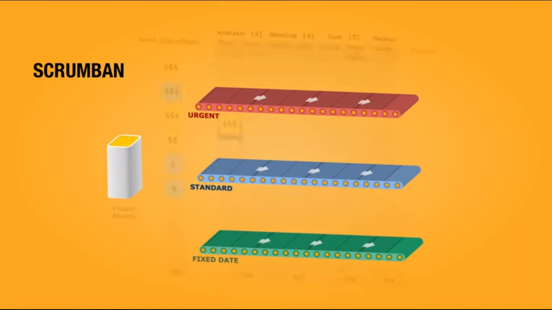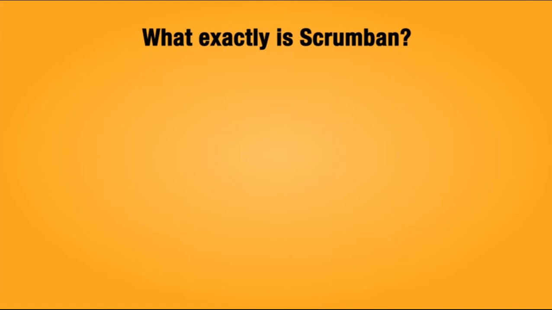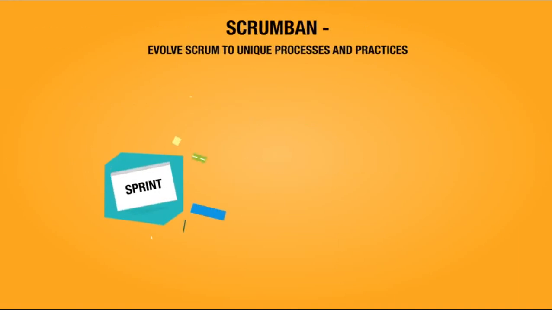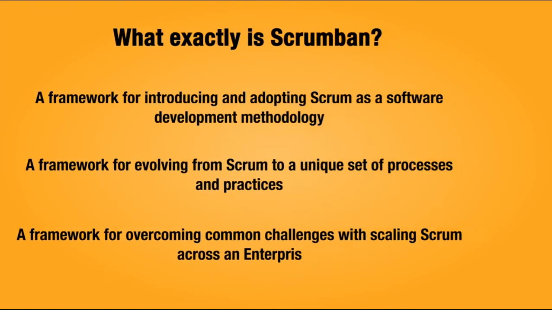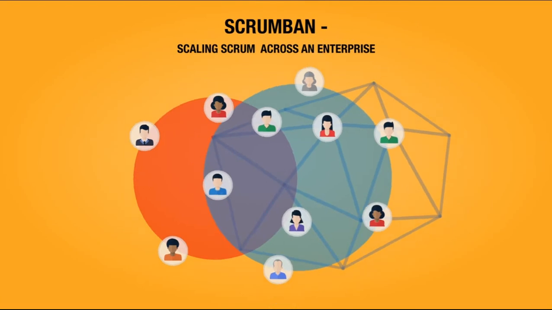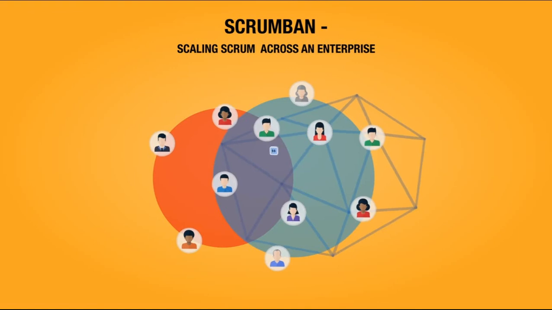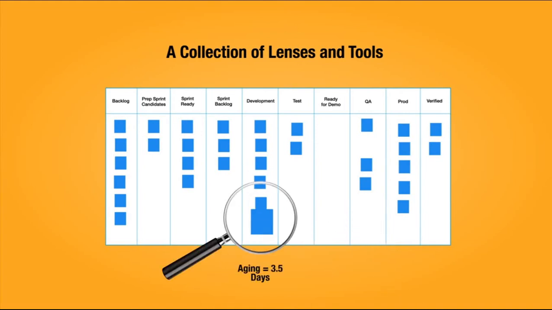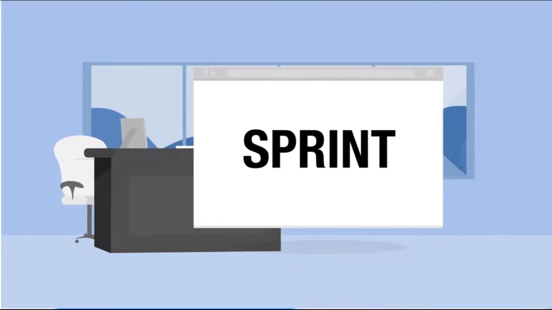ScrumBan is an alternative path to getting the benefits teams and organizations hope to achieve from Scrum. What exactly is ScrumBan? Basically, it's a framework for introducing and adopting Scrum as a software development methodology, a framework for evolving from Scrum to a unique set of processes and practices, a framework for overcoming common challenges with scaling Scrum across an enterprise. Fundamentally, ScrumBan is a management framework that emerges when teams employ Scrum as their chosen way of working, use the Kanban method as a lens through which to view and better understand their way of working, and adopt a focused and disciplined approach to leverage these capabilities for continuously improving how they work.